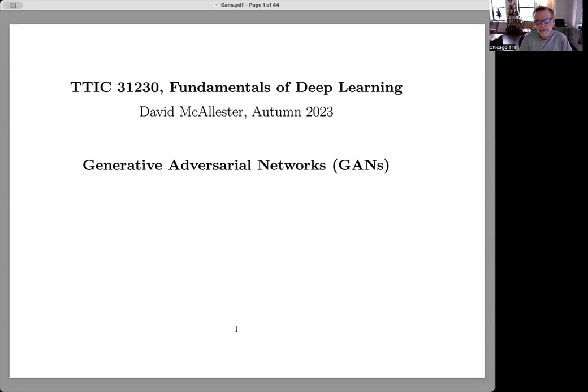Hello. This lecture is on GANs, generative adversarial networks. And the first thing I want to do is go over why GANs were introduced. What problem was being solved or is being solved by GANs?